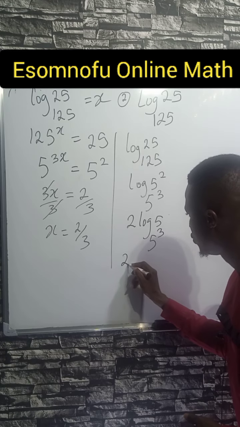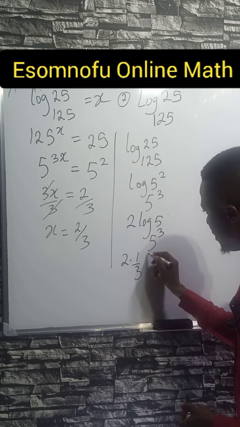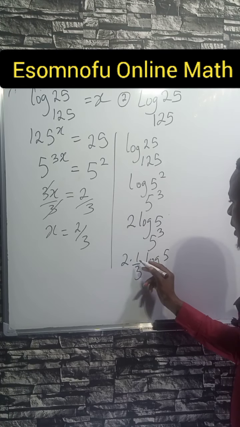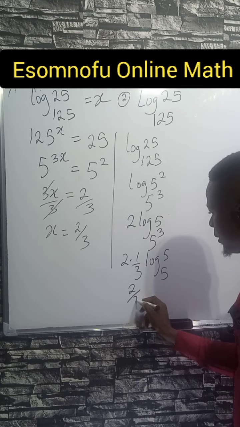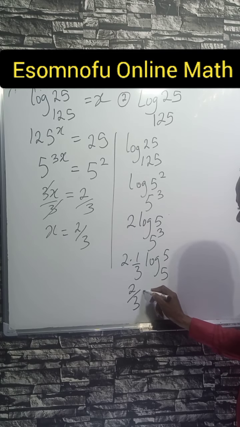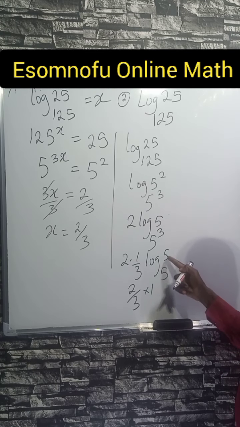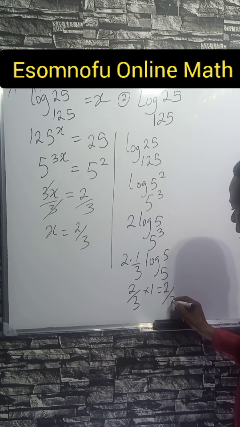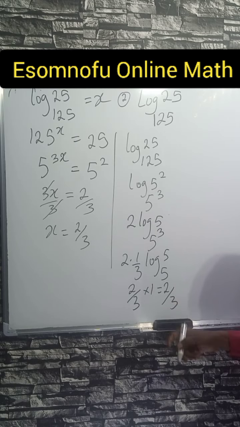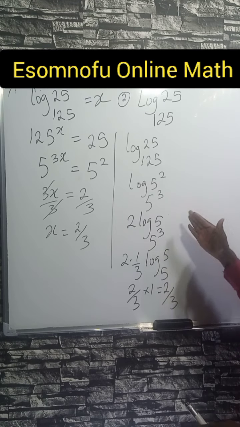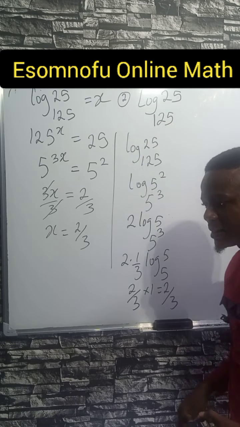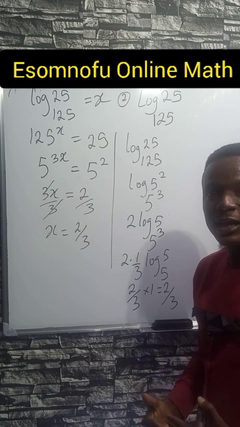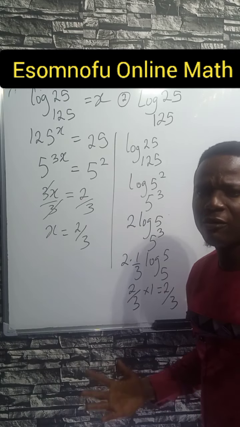So you shall have 2 times 1 over 3 log 5 base 5. And 2 times 1 over 3 is 2 all over 3. Log 5 base 5 is the same thing as 1, because logarithm to its own base is 1. So 2 over 3 times 1 is still 2 over 3. You can see we are having the same answer. Then the last method that can still solve this problem is the change of base. So if you know any of these methods you think is the best, you can always use them. They will give you the same answer.